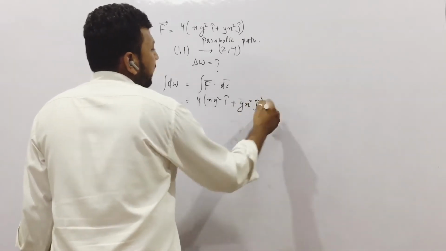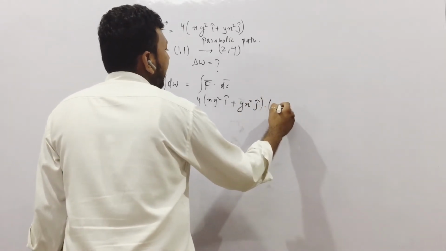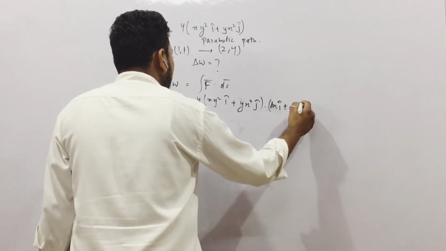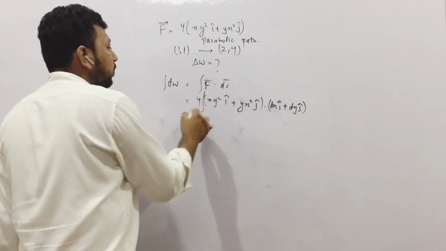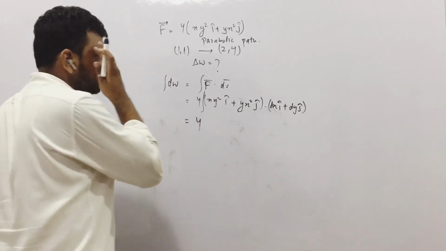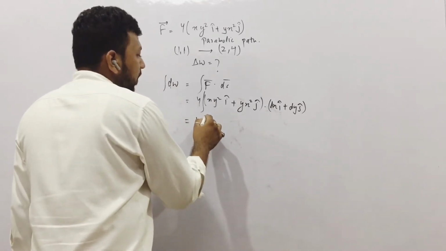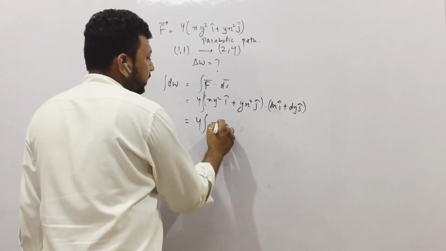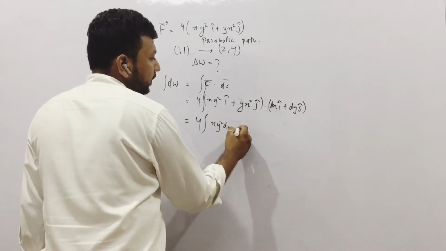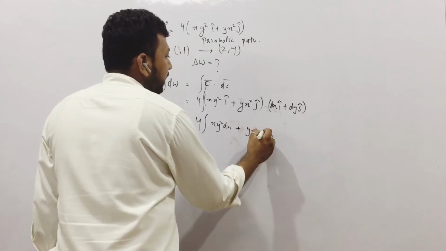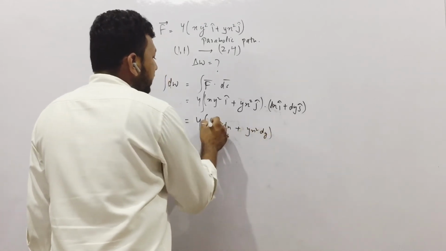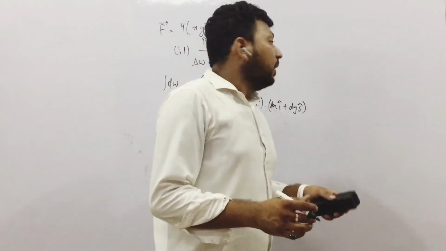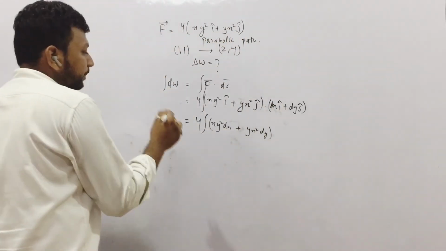So this is F dot (dx i plus dy j), the small distances that they move, right? Now the dot product happens: i with i, j with j, that means xy square dx plus yx square dy. Now you can see there is already a symmetrical thing that they have given in the question, and that is intentionally done, right?